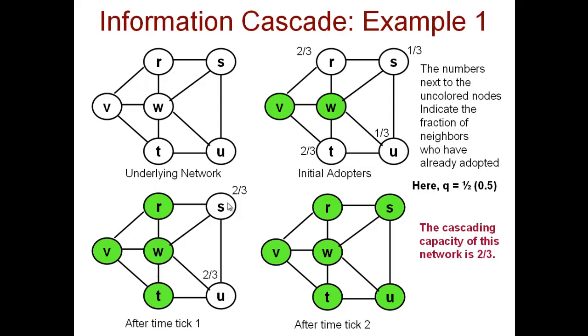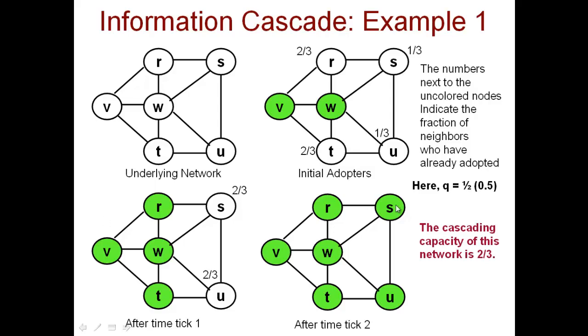Because of that, the numbers change for S and U. Now for S, two-thirds of its neighbors have adopted, and for U also two-thirds of its neighbors have adopted. So in the next iteration, S and U will turn green because their fraction of neighbors who have adopted is greater than or equal to 0.5.